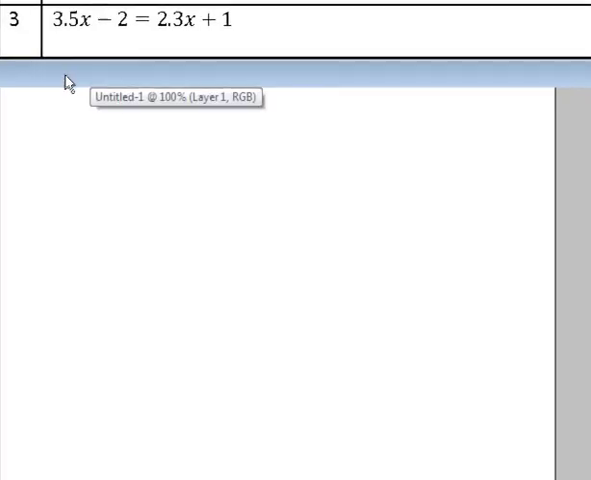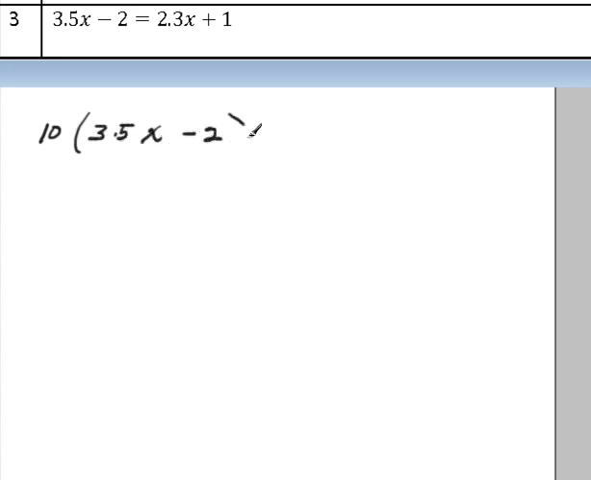Number 3 is a linear equation, and 2 of the coefficients have decimals in them. So again, we're going to start by simplifying, and we'll simplify by multiplying both sides by 10, and that will move the decimal over. Okay, so we'll get rid of the decimal. So let's do that. So we have 10 times 3.5x minus 2. That's multiply the entire left side by 10 and the right-hand side as well. 10 times 2.3x plus 1. Okay, distribute through like this.